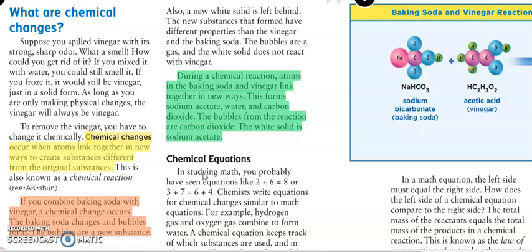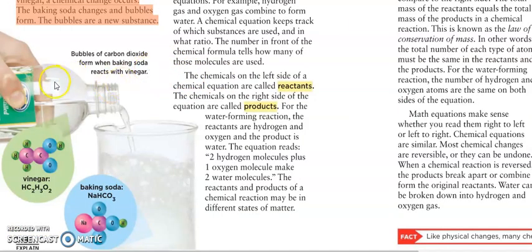As an example, if I cut a paper, the paper is still paper; only the size changes. It becomes smaller. But a chemical change occurs when I have a new substance. Another example: if we take vinegar and freeze it, it would still be vinegar, just in a solid form, as long as you are only making physical changes. The vinegar will always be vinegar.